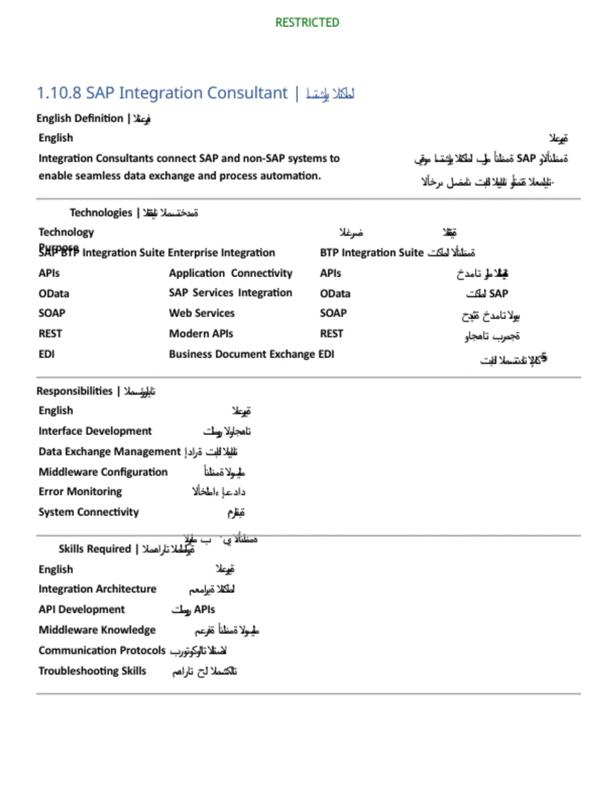Let's explore the essential skills and technologies behind effective integration. We're talking about connecting systems through APIs, middleware, and protocols that keep data flowing smoothly. Troubleshooting is key. Knowing how to monitor errors and configure middleware ensures everything works as it should. Integration consultants play a vital role here, bridging SAP and non-SAP systems to automate processes and exchange business documents seamlessly. Modern tools like the SAP BTP integration suite make this possible, supporting various API types and connectivity methods. It's all about creating a reliable, connected ecosystem.